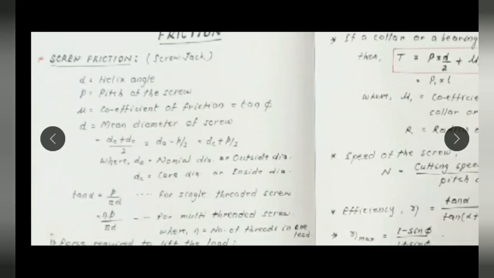Tan alpha is the most important parameter which must be calculated for solving problems. Tan alpha equals P upon pi D for a single threaded screw, and tan alpha equals nP upon pi D for a multi threaded screw, where n equals the number of threads in one lead. It can be 2 or 3, whatever it may be.